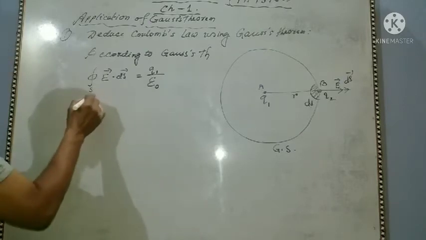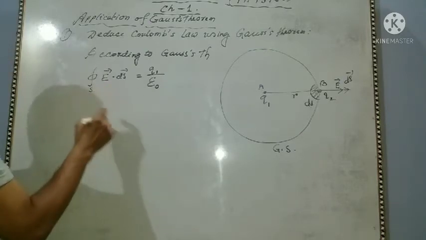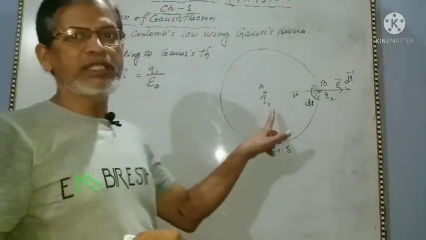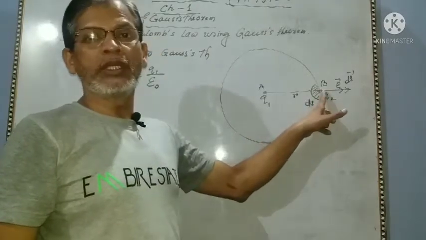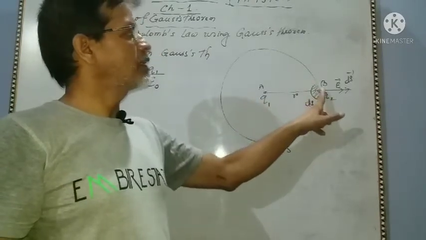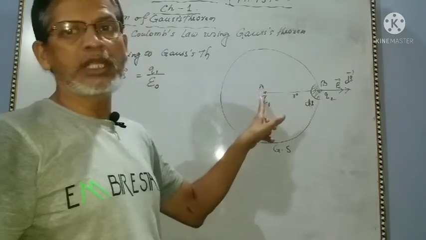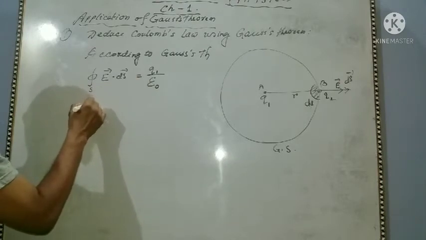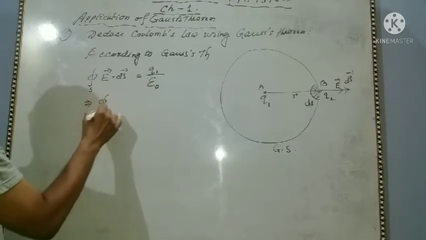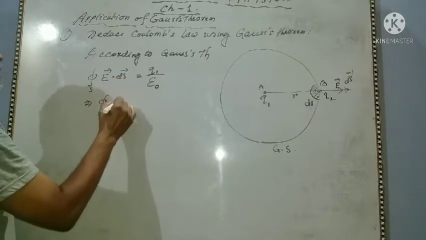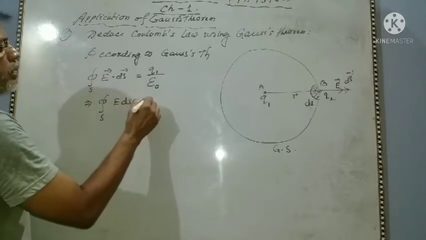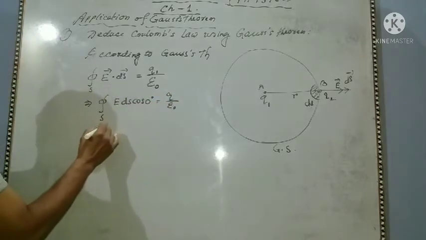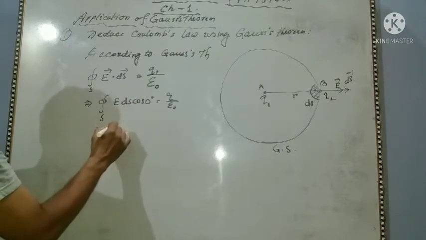And what is E? E is the electric field at point B due to the charge Q1. So this is E ds cos 0 degree equal to Q1 by epsilon naught. Cos 0 is 1.